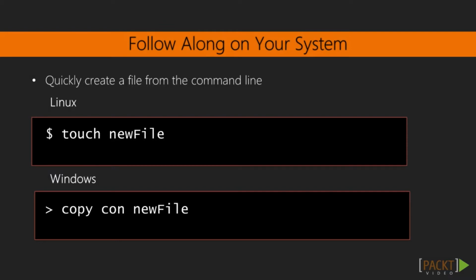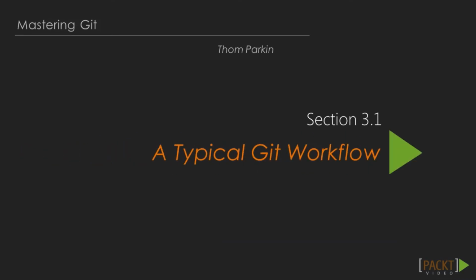If you are using Windows, be aware that the Unix command touch I use here is a shortcut to create a new file. You can use an equivalent technique like copy con filename and Control-Z to end and close the file. In this section, we will examine the Git workflow in detail.